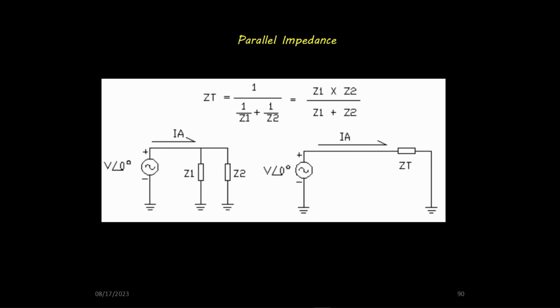For two elements in parallel, the total impedance is Z1 times Z2, divided by the sum of Z1 plus Z2. For elements of the same impedance in parallel, the total impedance is the impedance of a single element divided by the number of elements.